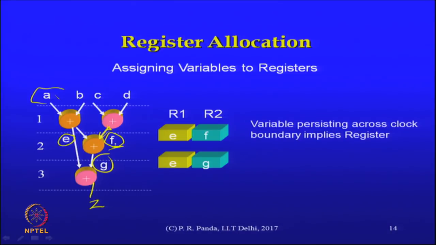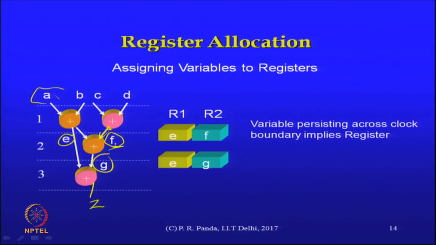In this example, how many registers do we need to store those 3 variables? I can have 3 registers of course, but I do not need all 3 registers. How do I decide how many I need?